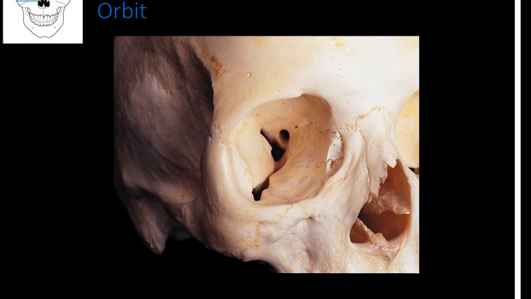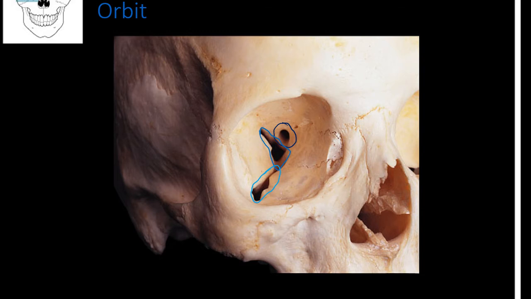A closer look at the orbit, we can now see what's inside there. And so one large foramen, we have the optic foramen. This is where the optic nerve is going to exit. We then have two fissures. The first is the superior orbital fissure, and then the second is the inferior orbital fissure.